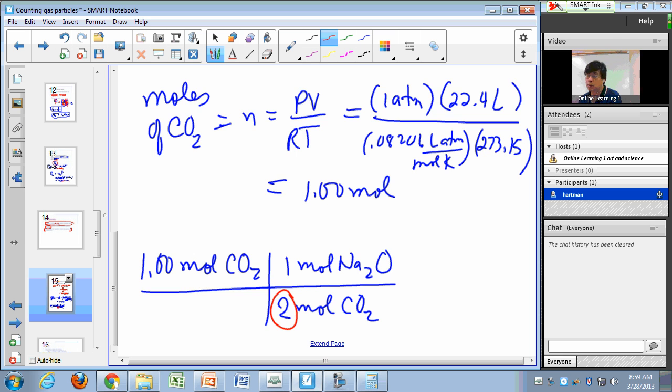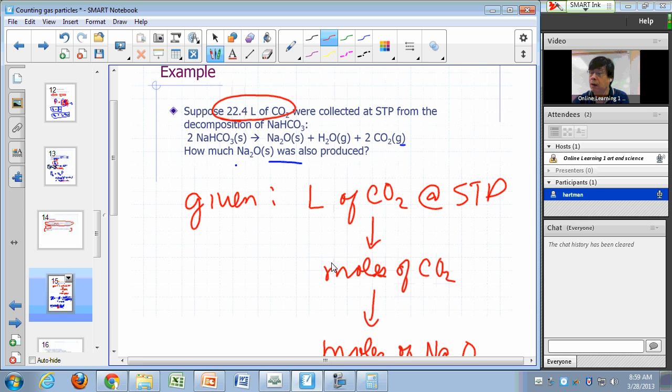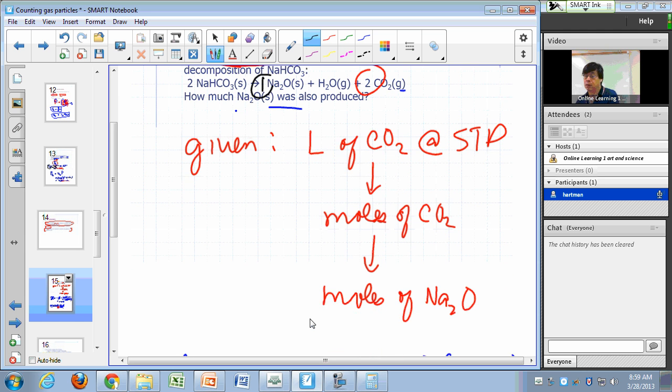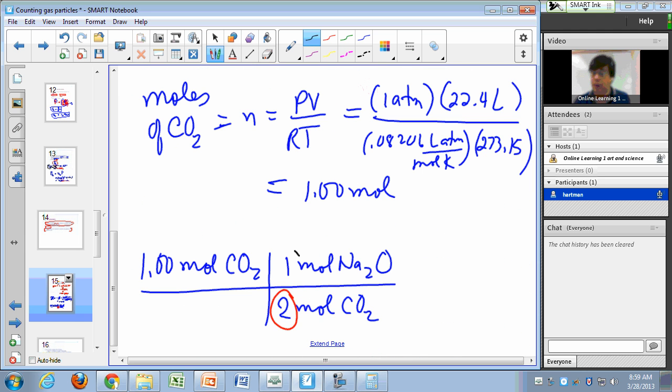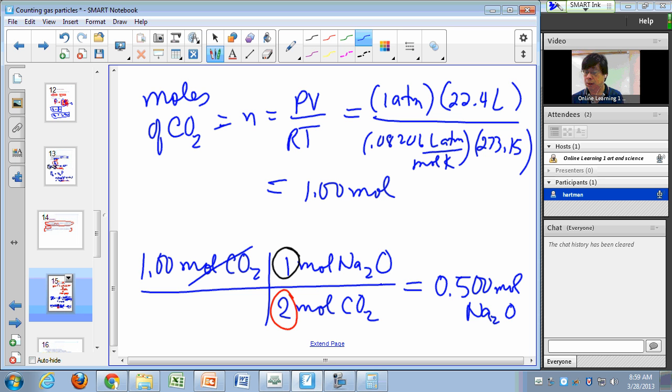The 2 is the coefficient of CO2 here. And the coefficient of Na2O is 1, so that's that 1 down there. So if I got 1 mole of CO2, then I would expect to have gotten half a mole of Na2O. Moles of CO2 will cancel out. That makes sense. I get 2 moles of CO2 for every mole of Na2O that I also get. So if I only got 1 mole of CO2, I only get half a mole of Na2O.